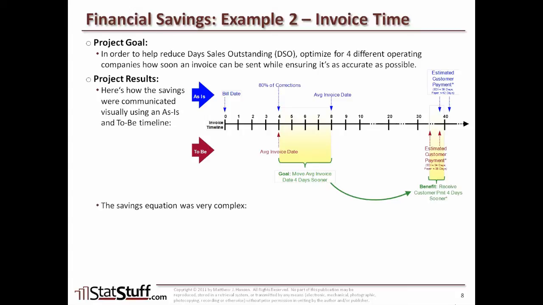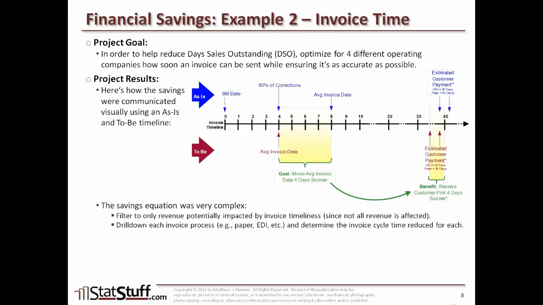The savings equation itself was extremely complex because, again, we're dealing with 4 different operating companies and lots of variables that I wouldn't have time to illustrate here. But basically we had to filter down to find only the revenue that would potentially be impacted by the particular invoice timeliness. Because we're dealing with different organizations and different types of revenue being affected, there was a lot of complexity in the different ways this was going to affect cash. So we had to first filter down to that.